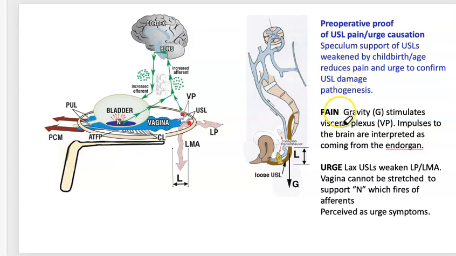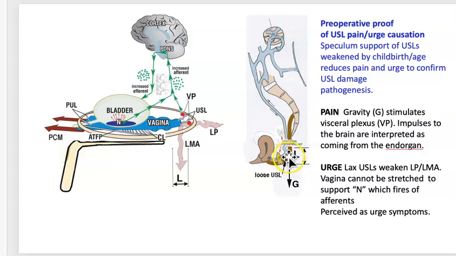Now, pain: gravity here stimulates the visceral plexus. Impulses to the brain are interpreted as coming from the end organ. So the patient will say, "I've got vulvodynia," or "I've got pain on intercourse," "I've got pain in the lower abdomen," or if you palpate them paraurethrally, they can have severe pain.